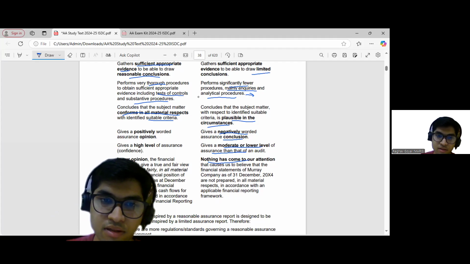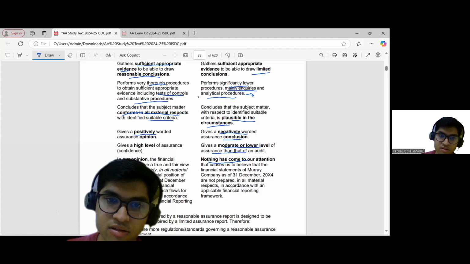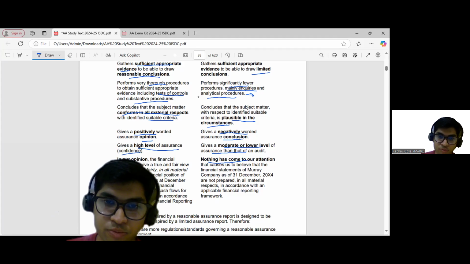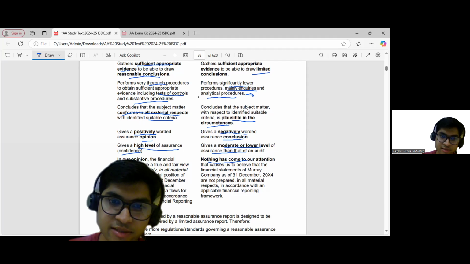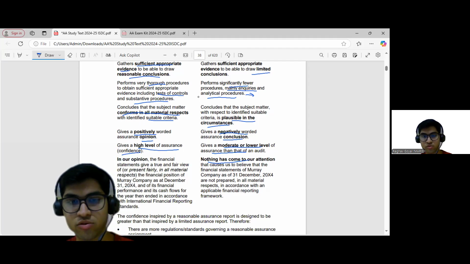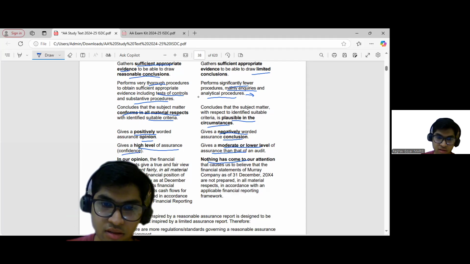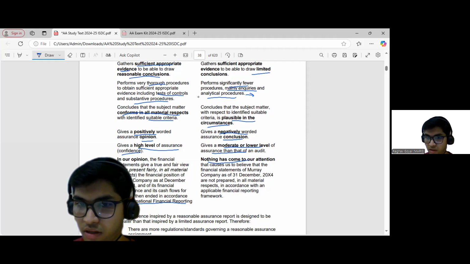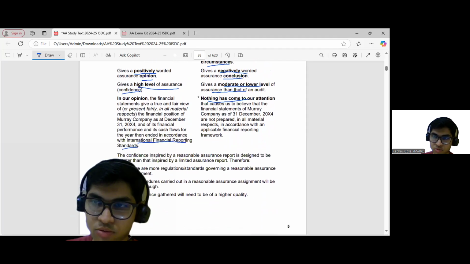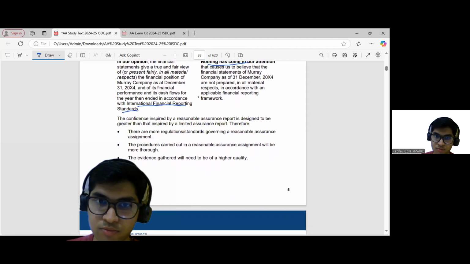But in the case of reasonable assurance, it is positively worded. A high level of assurance is there as the extent of procedures is more. So, for example, in our opinion, the financial statements give a true and fair view of the financial position of so and so, its financial performance and cash flows, and are in accordance with IFRS. So, as you can see, you would place more reliance on a reasonable assurance engagement rather than a limited one, and that's how you segregate between the two.